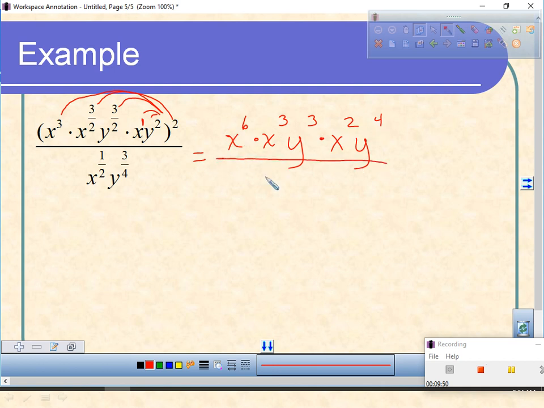Now, in the bottom, I'm not going to do anything to that because there's no parentheses down there, so I don't distribute. I'm going to write it, but I'm not going to worry about it, because right now I'm going to change colors.